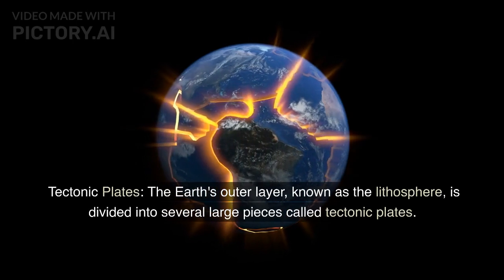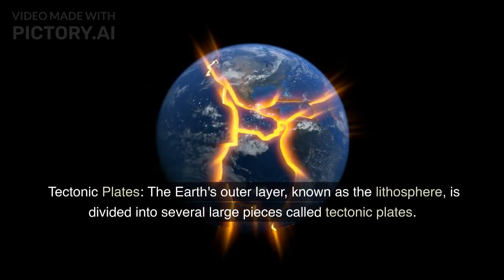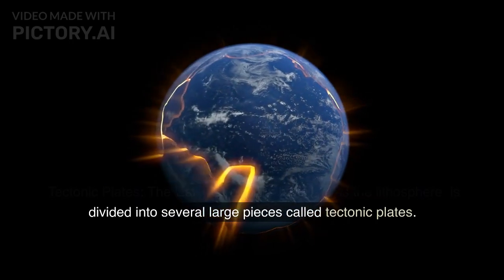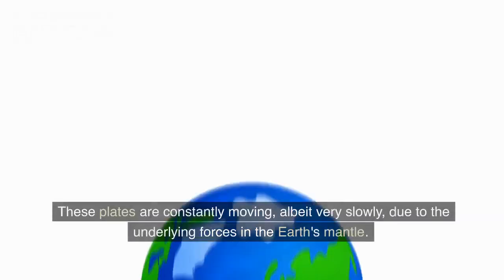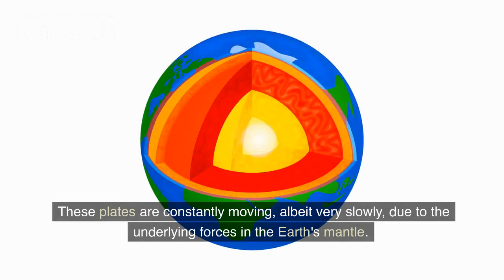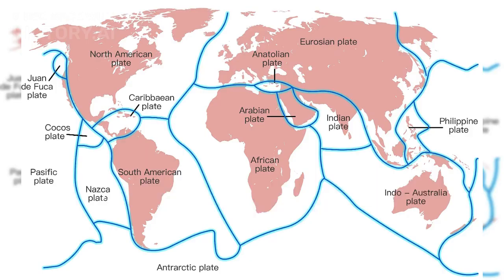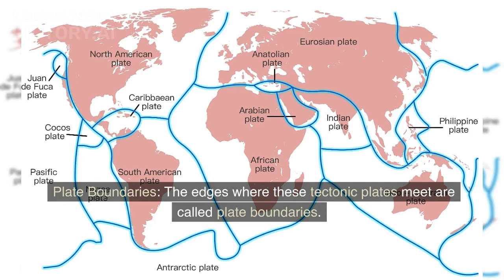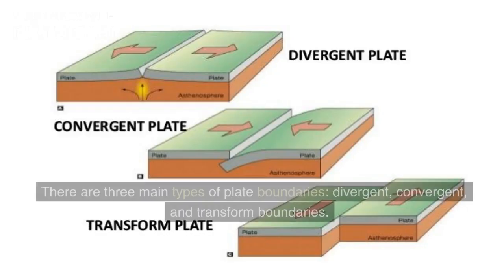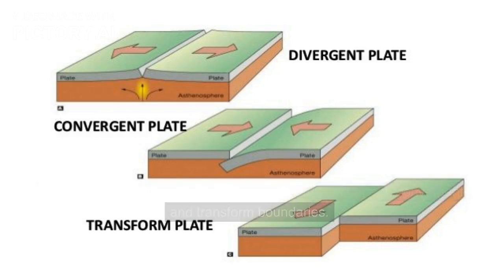Tectonic plates. The Earth's outer layer, known as the lithosphere, is divided into several large pieces called tectonic plates. These plates are constantly moving, albeit very slowly, due to the underlying forces in the Earth's mantle. Plate boundaries. The edges where these tectonic plates meet are called plate boundaries. There are three main types of plate boundaries: divergent, convergent, and transform boundaries.